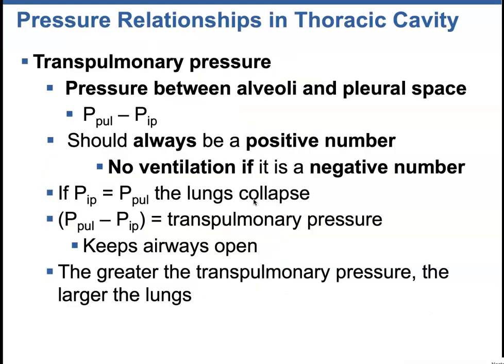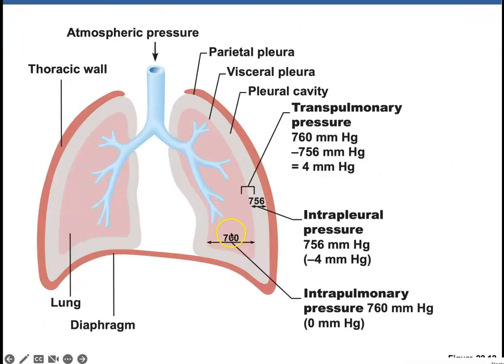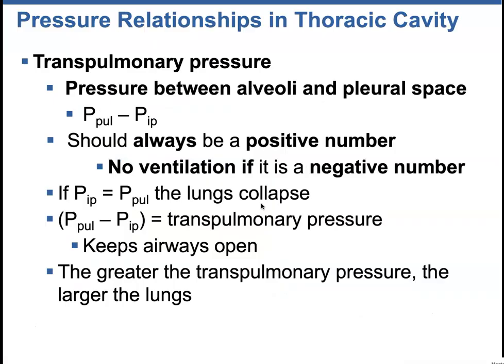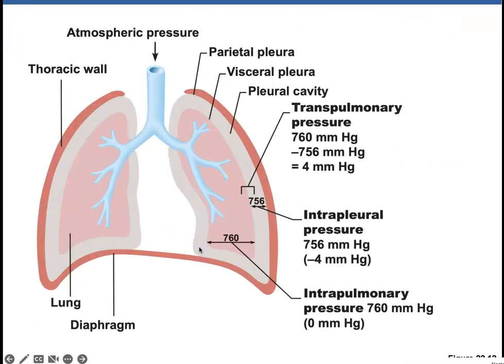Then transpulmonary pressure, this is just the difference between the intrapulmonary and the pleural. And again, this should always be a positive number, because if it's not a positive number, that means that the difference between these two would be a negative number, and that would mean that the intrapleural pressure would be greater. So that is why that can't be negative. So that's why it's important to always have more pressure that's going into the lung, leaving the lung, relative to what is in that pleural space. All right, so this is your negative pressure area.